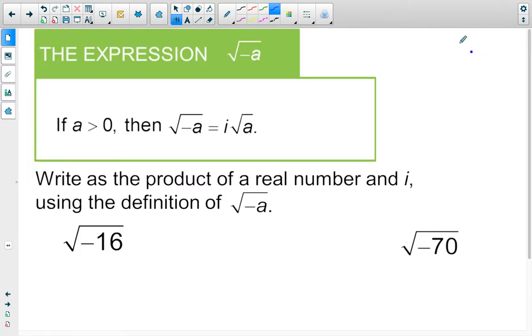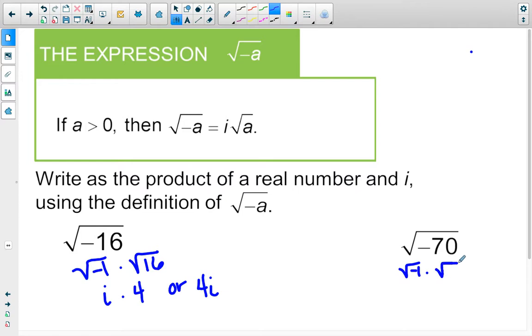Here are some examples of how we can use that. When you have the square root of a negative number, you think of the negative number as the product of the square root of -1 times the square root of 16 in this case, and we get i times 4, or 4i. Over here, we have the square root of -1 times the square root of 70. So I have i times, well, if we think about the factors of 70, we get 7 and 10. It turns out that 70 can't be simplified. So this is simply i square root of 70.